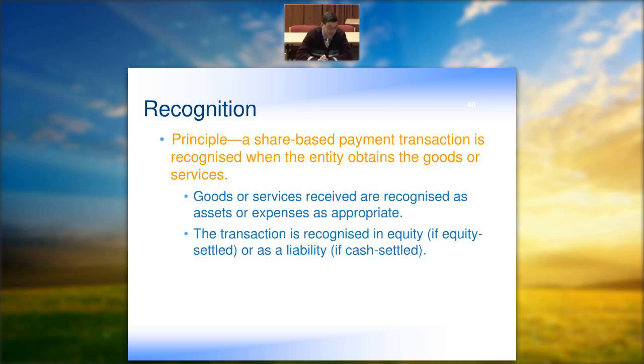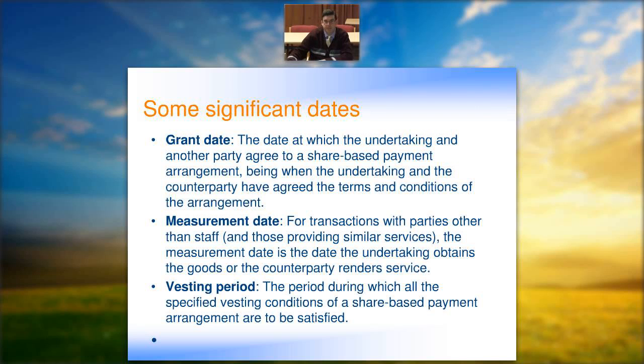A couple of technical points. The grant date is the date at which the undertaking and another party agree to a share-based payment arrangement, the undertaking being the body that would be issuing the shares, and the counterparty having agreed the terms and conditions. The measurement date for transactions with services other than staff and those providing similar services is the date the undertaking obtains the goods or the services, which is relevant to the question we're going to look at. And the vesting period is the period during which the specified vesting conditions of a share-based payment arrangement are to be satisfied. That's not particularly relevant for us in this instance, but this is relevant where you have options that carry on over a period of time.